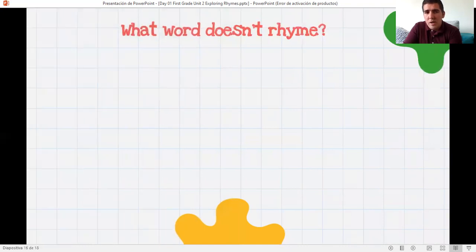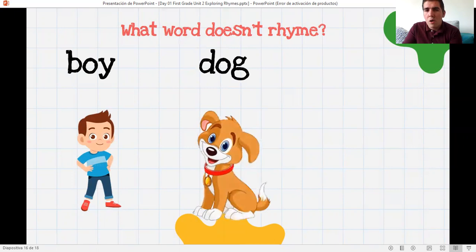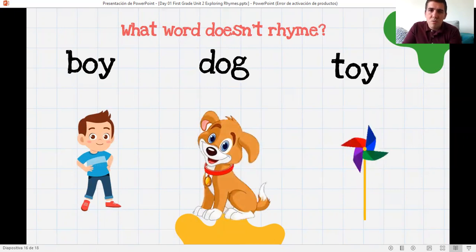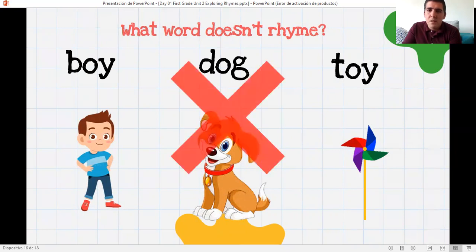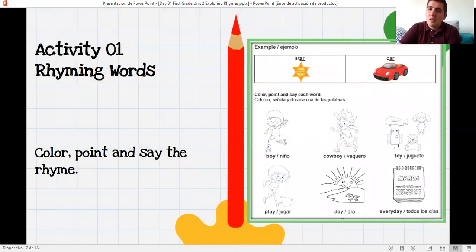The next one, are you ready? Boy, dog, toy. What's the word that doesn't rhyme? Correct, dog doesn't rhyme here. We have boy and toy and dog, it's not a rhyme here. Very good. I hope you enjoyed this activity. And now I'm going to explain to you the activity you have to do.